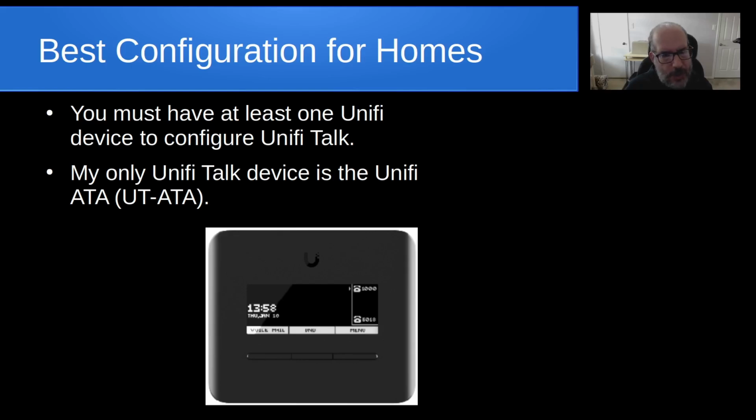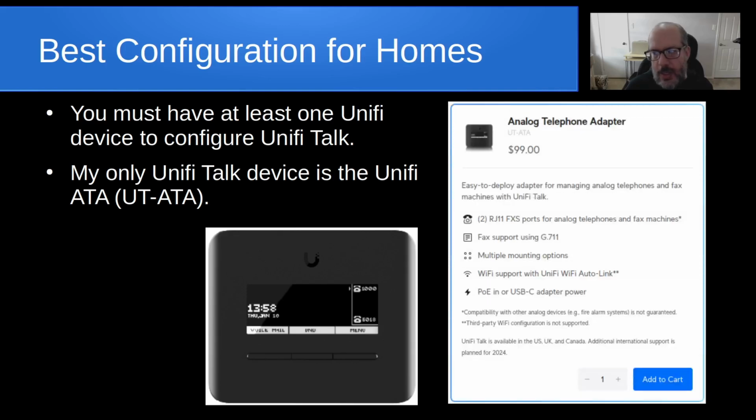My plan is to run it into another room and connect it to a cordless system where I did not have a phone plug. The analog telephone adapter is also the least expensive of the Unifi Talk devices, which we mentioned you needed at least one. This device is $99, and it does provide the two ports, as I mentioned.